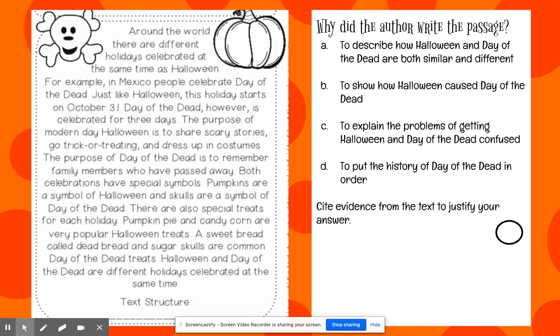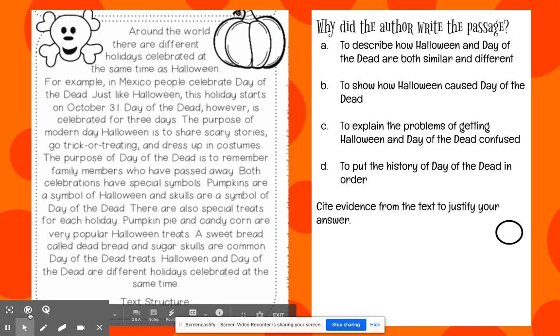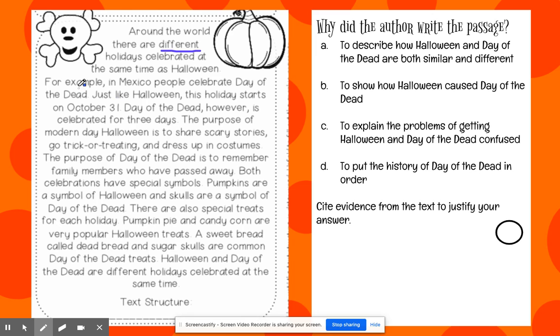Because today I'm specifically reading for text structure, I'm also looking for those signal words. Okay. Virtual kids, that anchor chart on Google Classroom has all of the signal words that you need. Okay. Here we go. Around the world, I see a word right here, right off the bat. There are different holidays celebrated at the same time as Halloween. For example, this is a signal word for description.